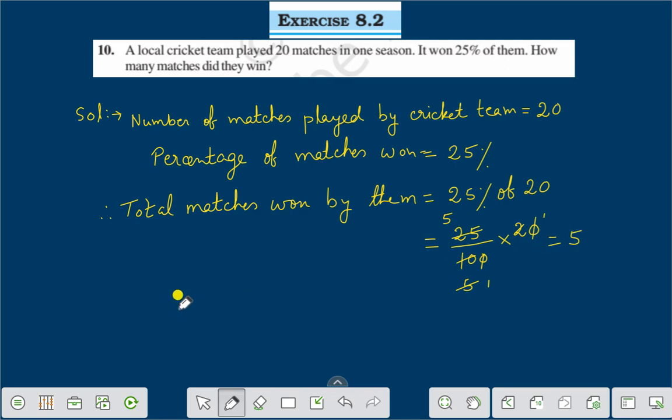Okay, how many matches did they win? Therefore, hence they won 5 matches. Hence they won 5 matches.